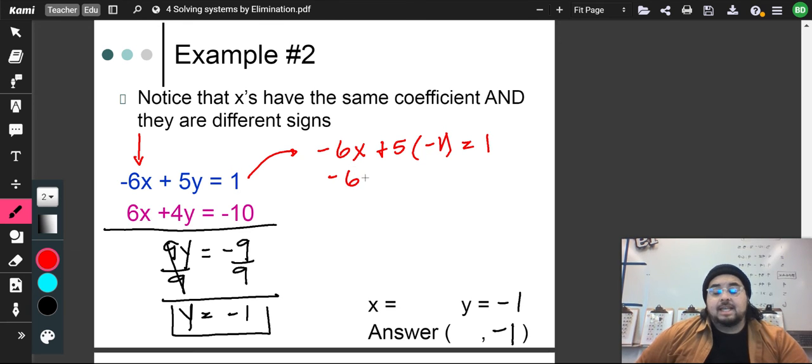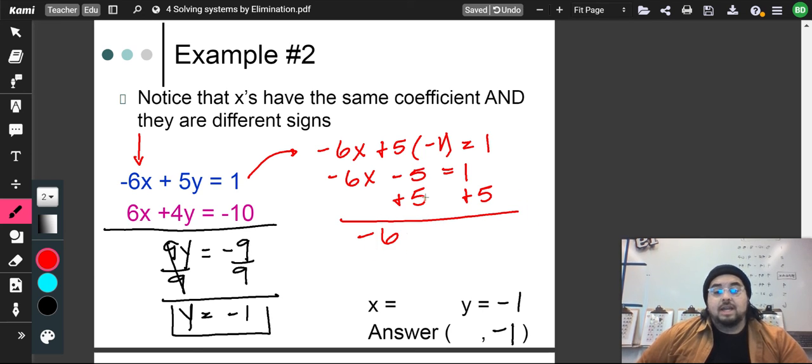Negative 6x. 5 times negative 1 is negative 5. And that equals 1. Now we're going to work backwards. This is a two-step equation, so I'm going to add 5 to both sides. Okay. Continuing to try to solve for x. 1 plus 5 is 6. And then I have one more step.